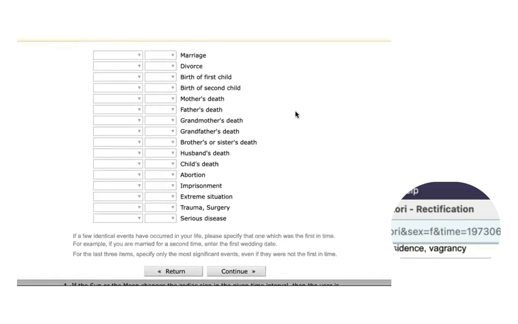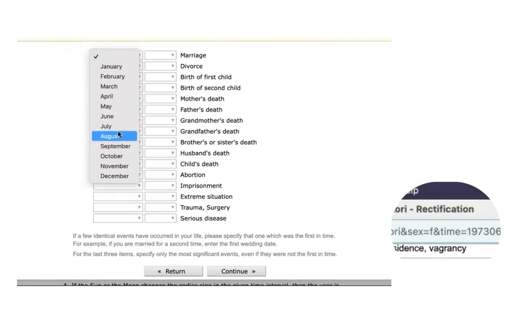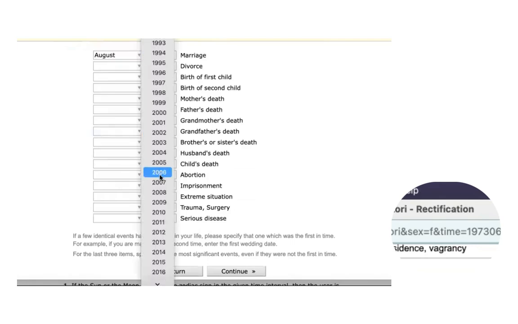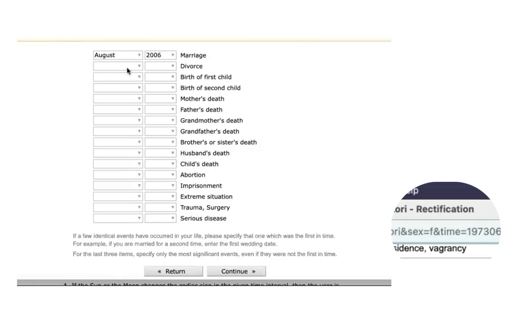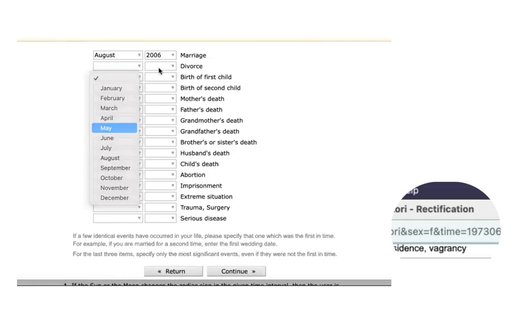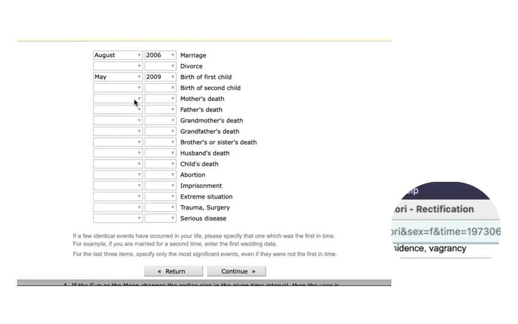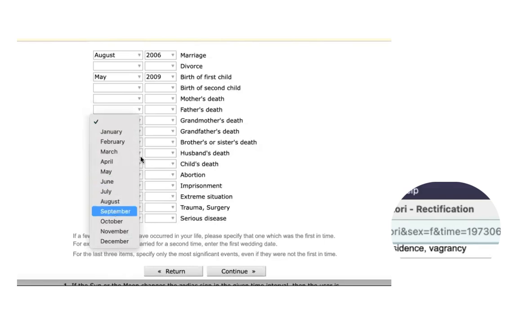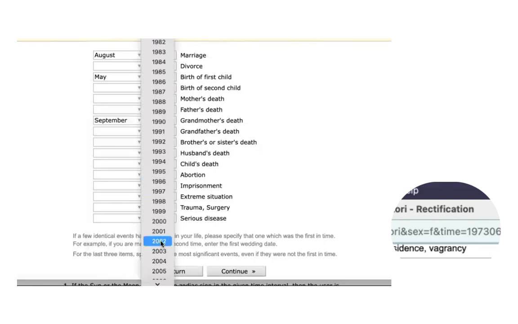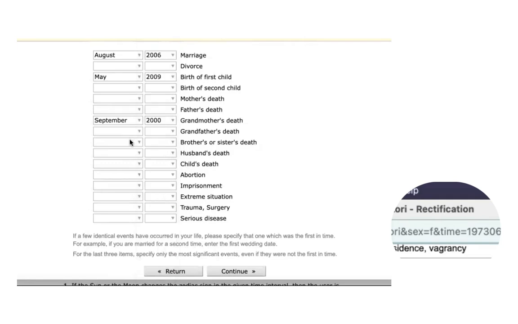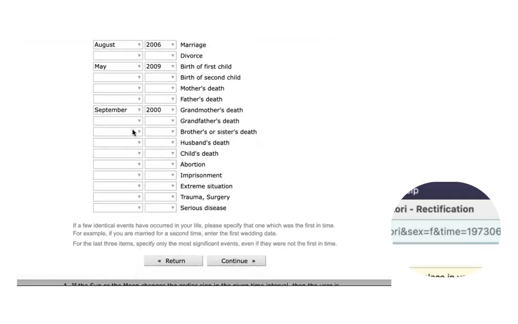Then we're going to move to the next section where they give you a list of specific events that have or have not taken place, and then they ask you to select the month and year that it happened. So let's say she got married in August of 2006, and she hasn't been divorced, and maybe she had one child who was born in May of 2009, and then her mother and father are still alive, but maybe she lost her grandmother in September of 2000. And her grandfather is still around.